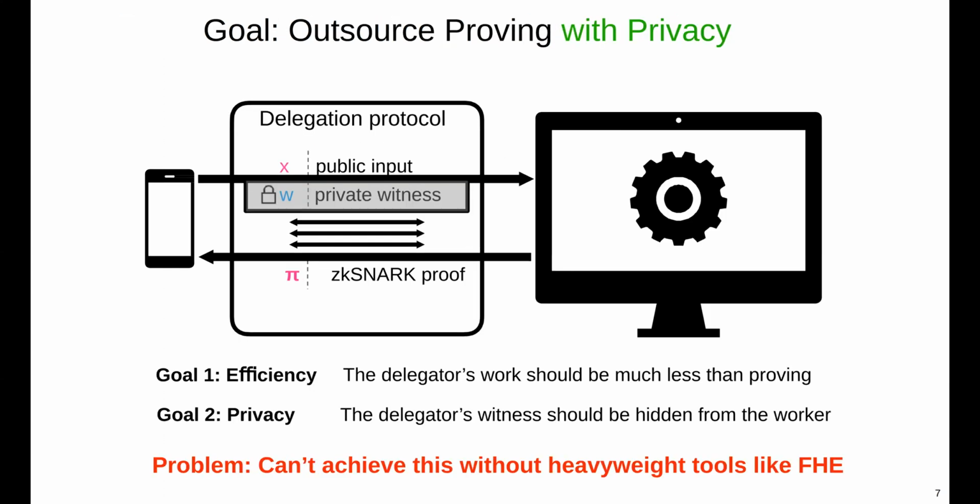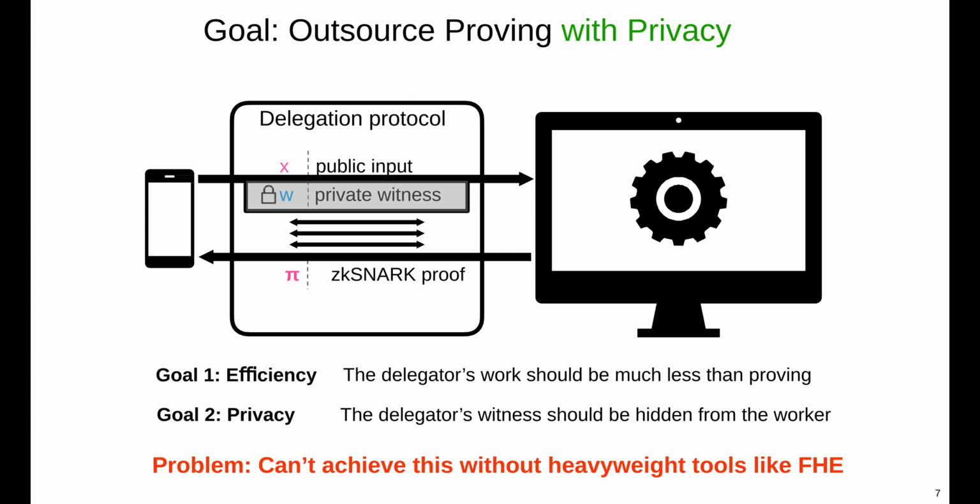So maybe the goal should be outsourcing the zero knowledge proof generation, but with privacy, right? So again, you would probably have two goals when you're trying to do something like this. One is the efficiency part. It's of no use if you're trying to outsource something and it runs slower than actually running it locally, right? So efficiency is definitely a very important piece of it. And again, you would want it to be private. You don't want your witness data to be leaked to the worker nodes, right?